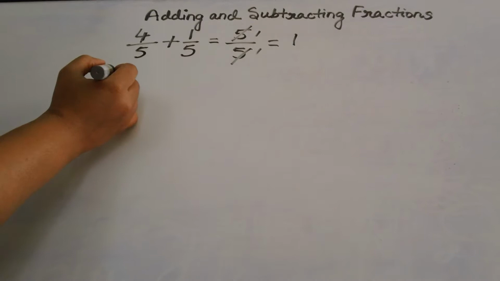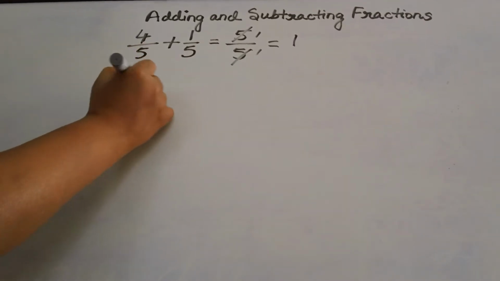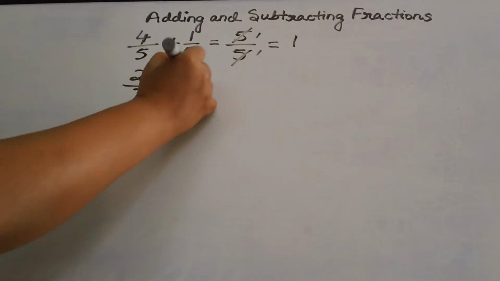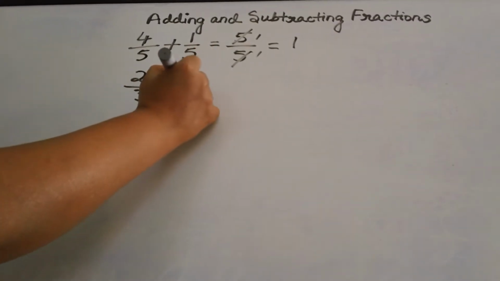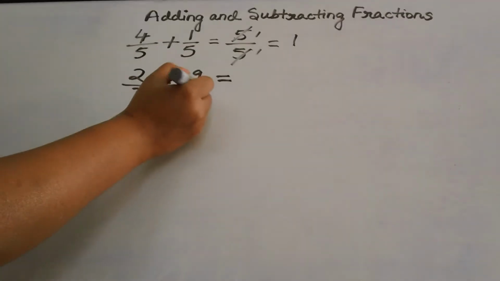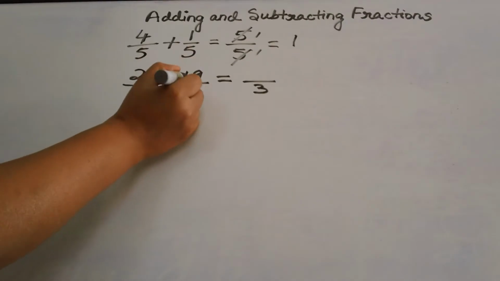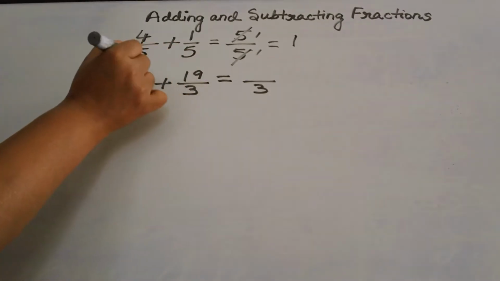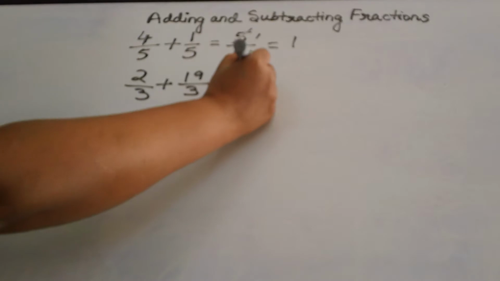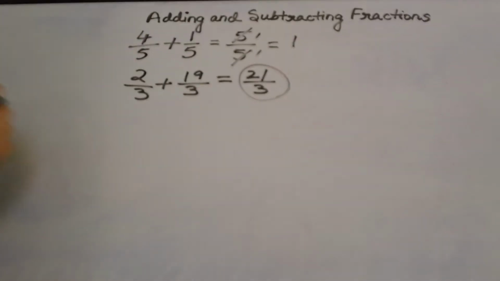Now let's take a different example. If we have 2 by 3, add 19 by 3. Again, the denominator is the same, so we can leave that and just add the numerators. So 19 add 2 becomes 21. So that will be our answer.